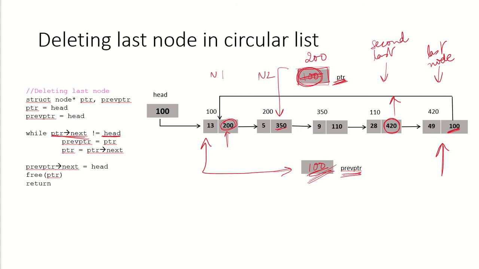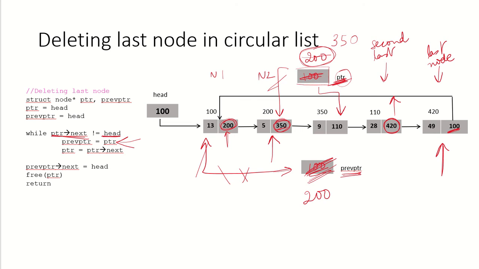Again, PTR arrow next is not equal to head. That means we have not reached the last node. So we will update PTR. Before updating PTR, we will put the current value of PTR in previous PTR. So previous PTR will have the value 200. So it will now start pointing to this second node. Now we will update PTR to point to the next node and put a value 350 over here. So this PTR now starts pointing to the third node. This will go on till we reach the last node.